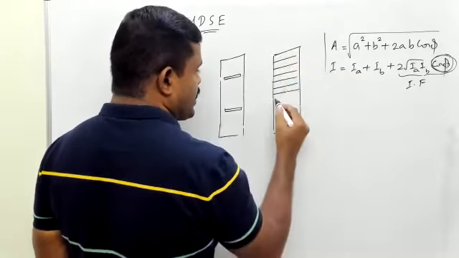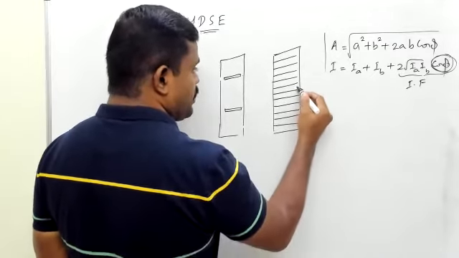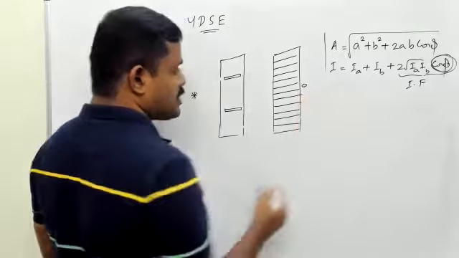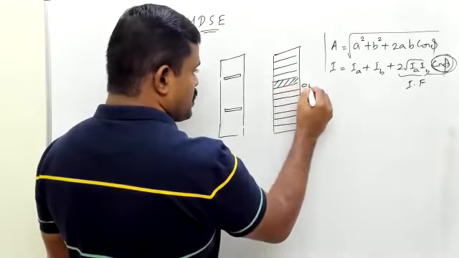Alternate bright and dark bands like this. Bright, dark, bright, dark, bright, dark, bright, dark, like this. This central band is called the zeroth bright band.